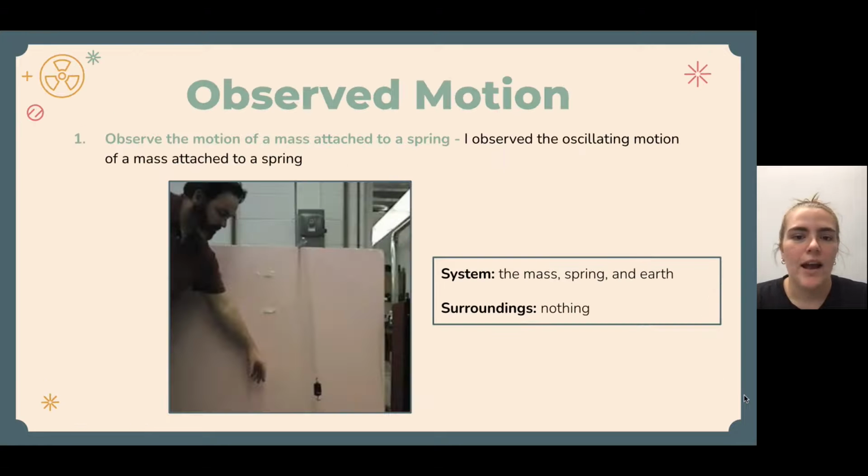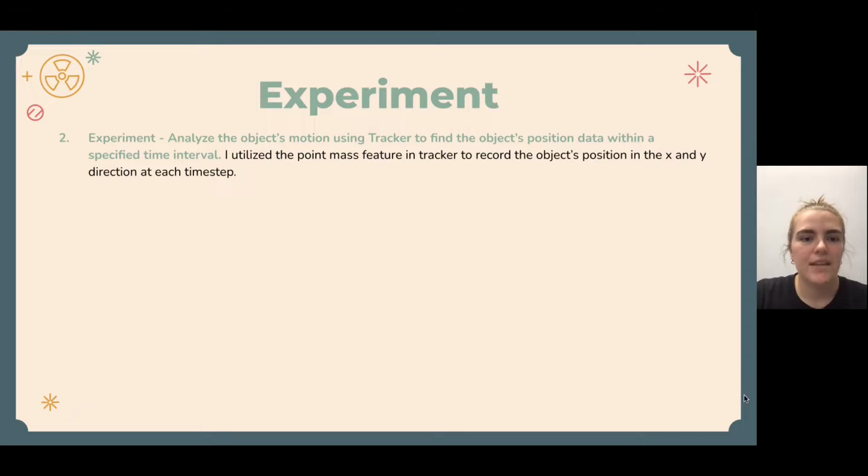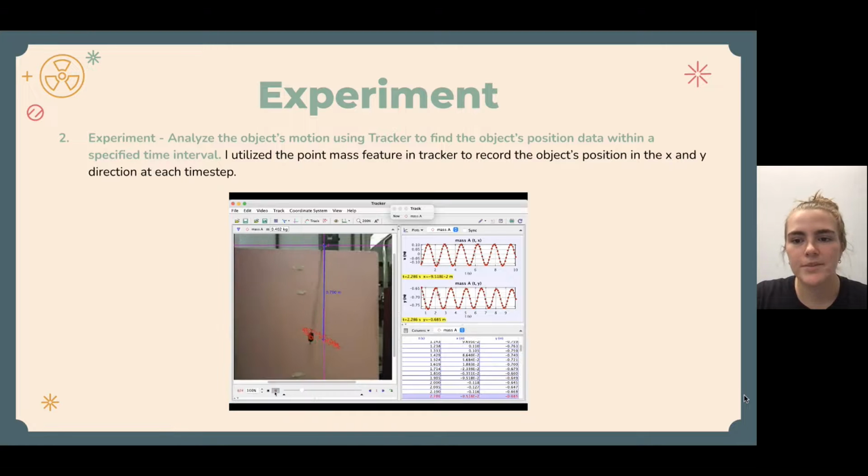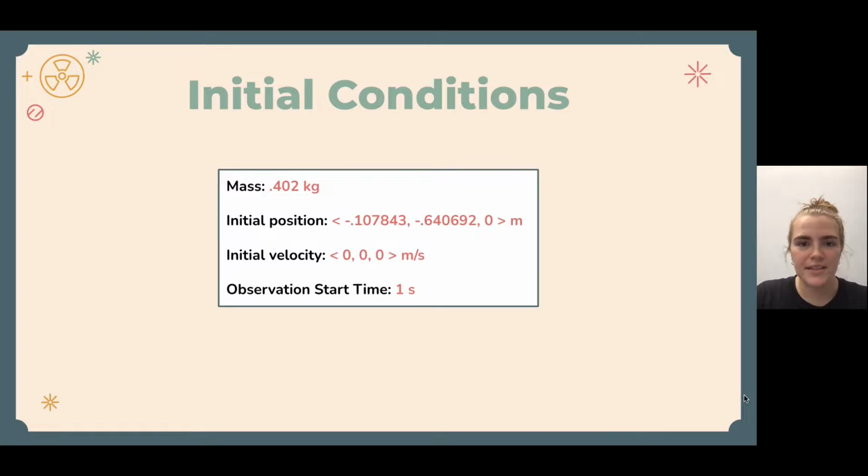So methodology, I first observed the motion of the mass attached to a spring, where the system was the mass, spring, and Earth, and there were no surroundings. And then I utilized the point mass feature in Tracker to record the object's position in the Y and X direction at each time step. So the initial conditions are listed below for the mass, the initial position, initial velocity, and observation start time.